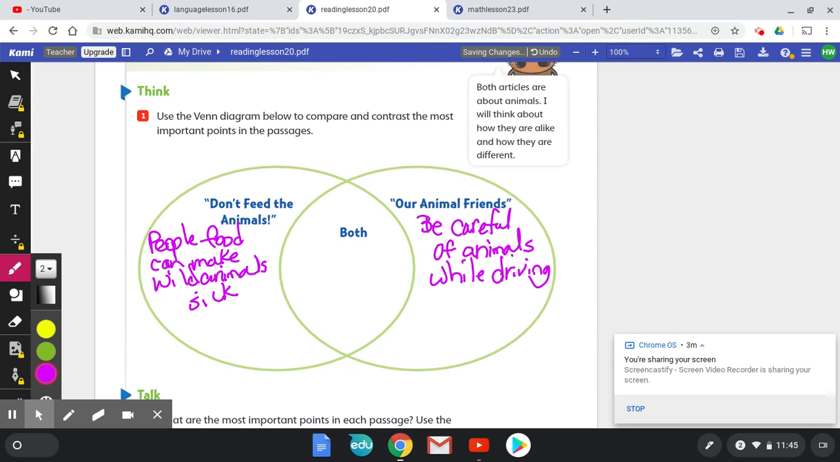Okay, and then both. What do they both have in common? Well, they both talked about if we go and we feed these animals, then who are they going to rely on to feed them? Us. And we don't want that. So feeding animals makes them stop finding their own food, which can be bad.